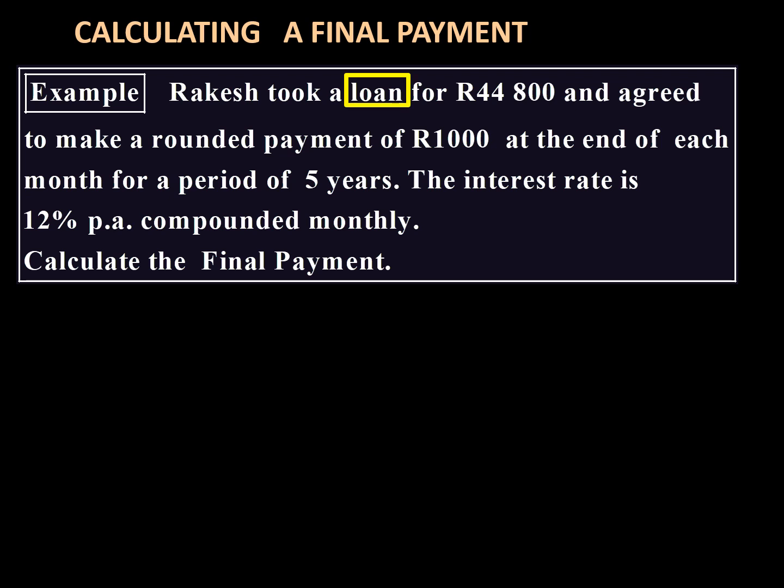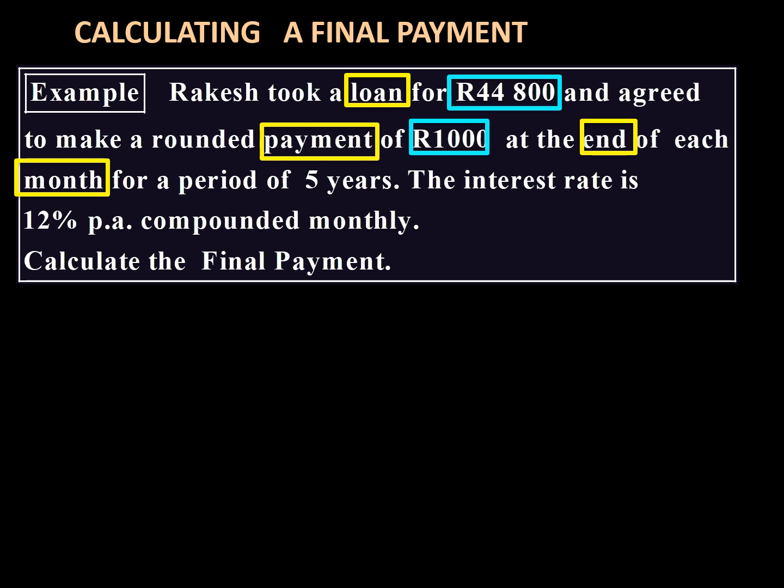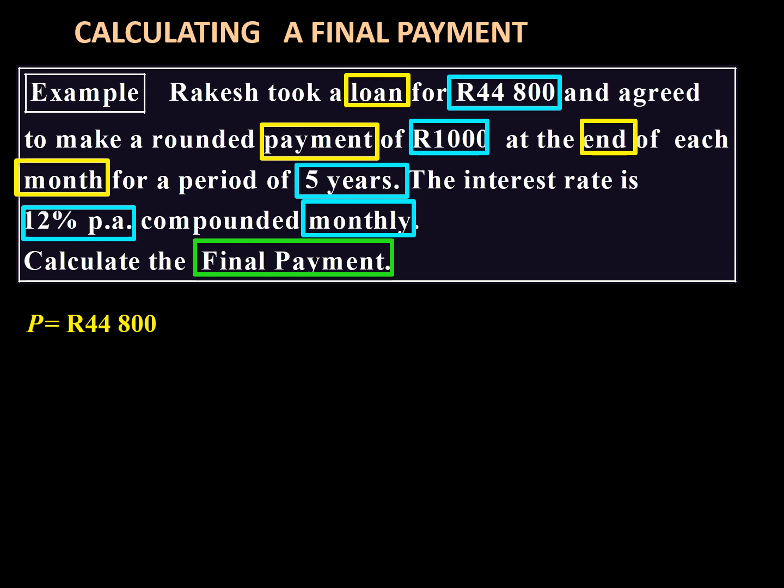So let's consider an example. Let's go back to Rakesh's example. He's got a loan, he pays at the end of each month, making regular payments, and the loan is 44,800, and the payments are 1,000 Rand, 12% over 5 years, compounded monthly. And we want to calculate his final payment. So we know the loan amount is 44,800. The regular payment is 1,000 Rand. He's supposed to make a total of 5 years times 12, which is 60 payments, and the interest rate is 12% per annum.